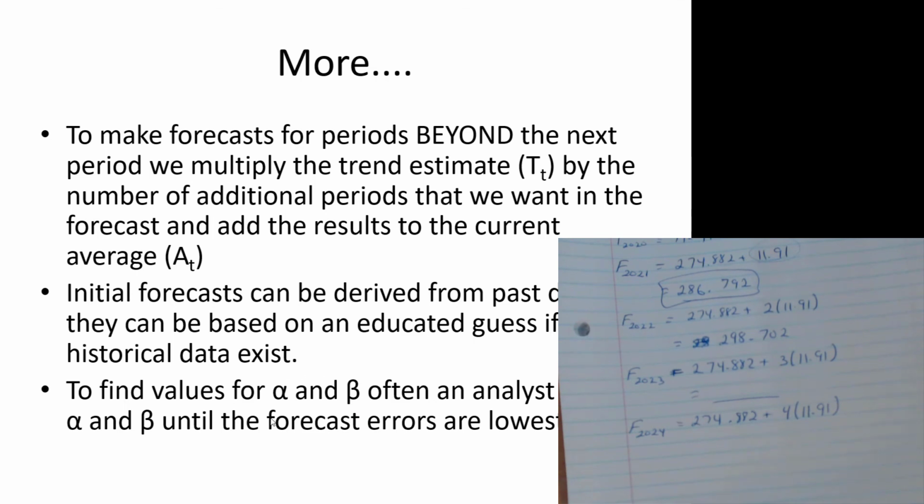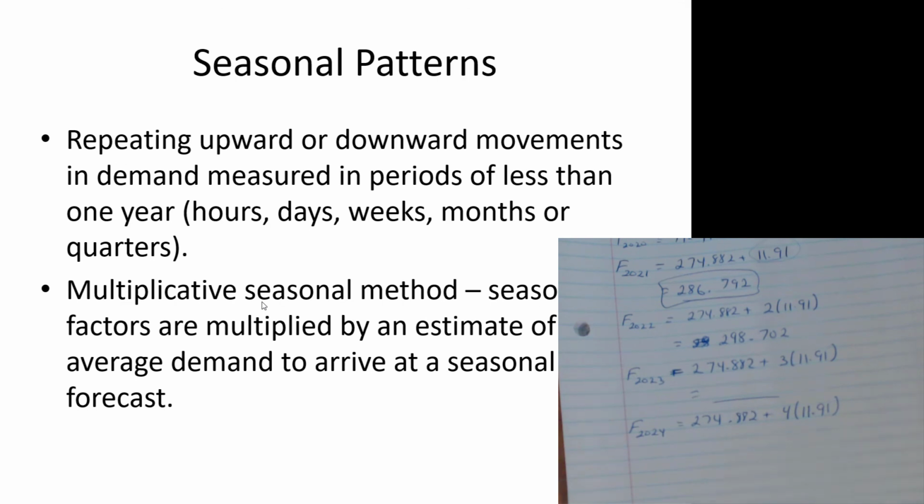Okay. We can use Solver to find the mathematically optimal values of alpha and beta. By mathematically optimal, I mean the ones that minimize our error estimate, which we'll talk about in a subsequent forecasting segment. Now the next pattern that we'll talk about is seasonal patterns.